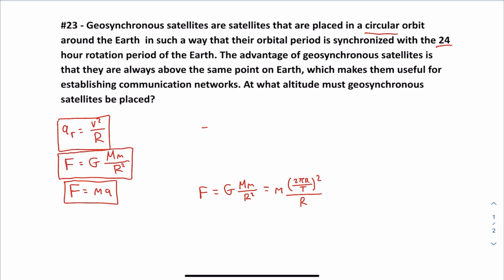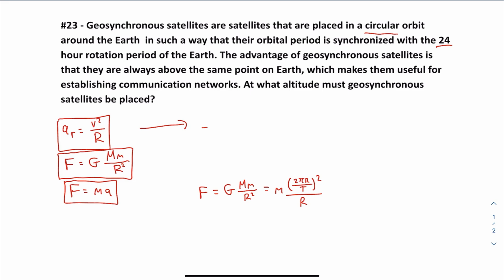Let's start by looking at that top equation, where our acceleration is equal to the velocity of the satellite squared divided by the radius of the orbit, which is from the center of the Earth. Let's look a little closer at that velocity. We know that a velocity is just a distance over a time. And in this problem, we have both the distance the orbit travels and the time it takes to travel that distance, because we know that it completes a single rotation around the Earth in 24 hours.